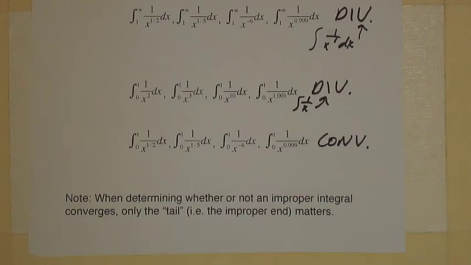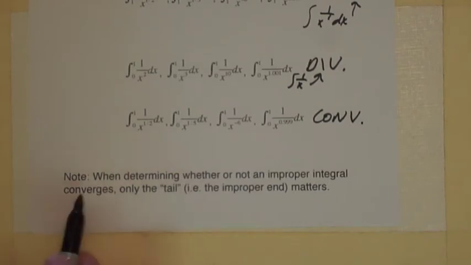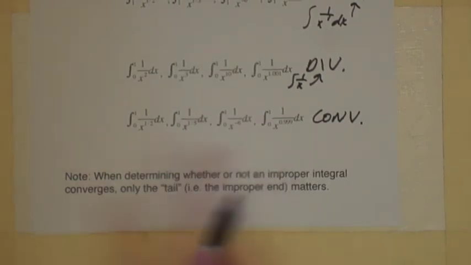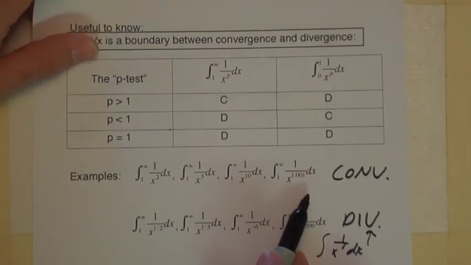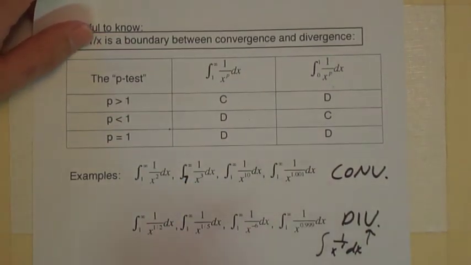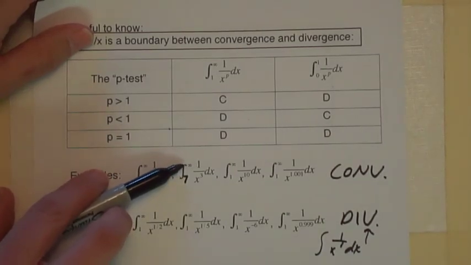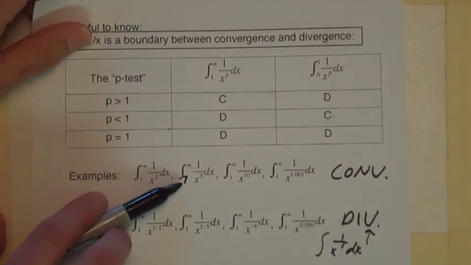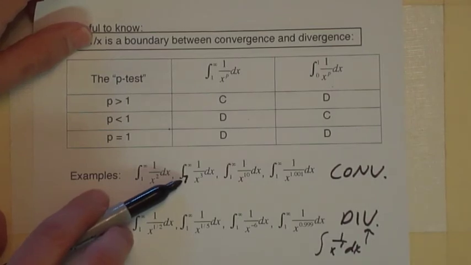One more thing to point out here. When you determine whether or not an improper integral converges, only the tail matters, namely the improper end. So, for example, in all of these, I could change this 1 to a 7, and it would not change convergence, because the thing that governs convergence is the infinity or not. That's what makes the integral improper, so that's what governs whether it converges or not. Where exactly you start, at 1 or at 7, only adds or subtracts a finite amount of area under the curve.